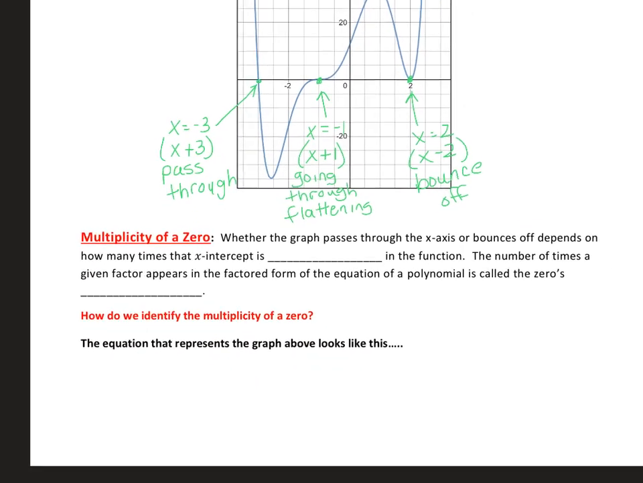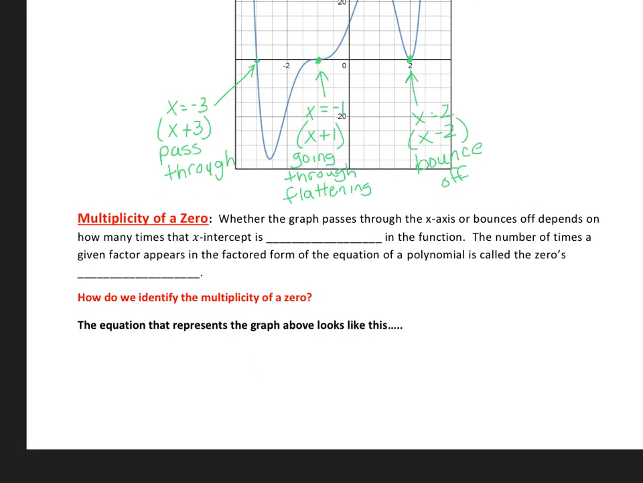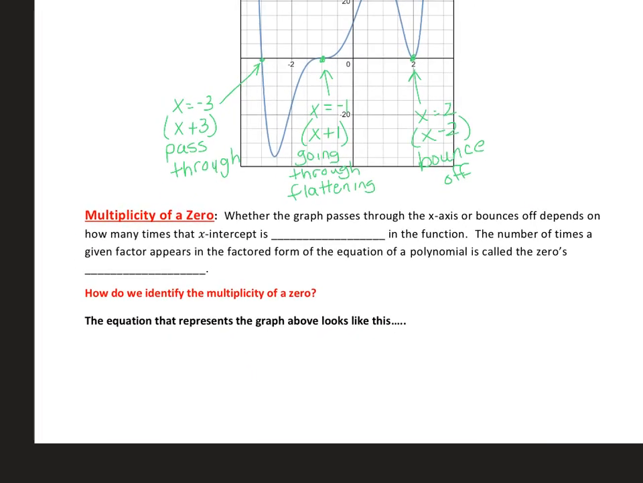Okay, so the key concept here, what is causing these different features at the x-intercepts, or these different attributes? The concept is called the multiplicity of 0, and what that means is how many times that x-intercept is repeated in the function. And another way to say that is the number of times that factor appears in factored form is called the zero's multiplicity.